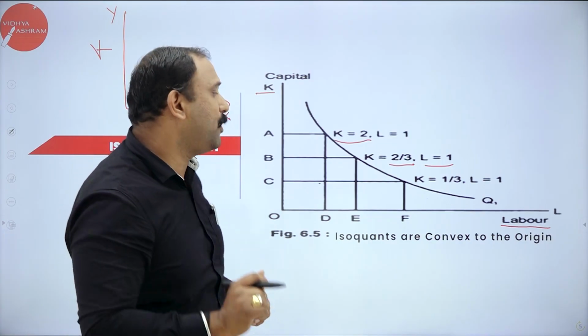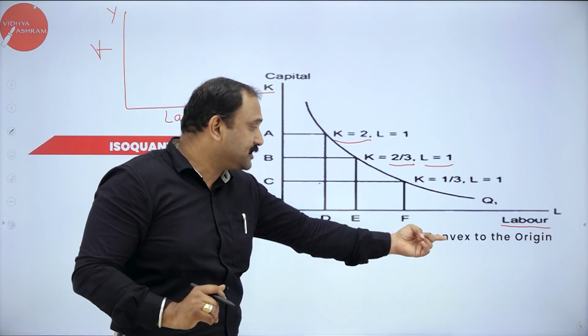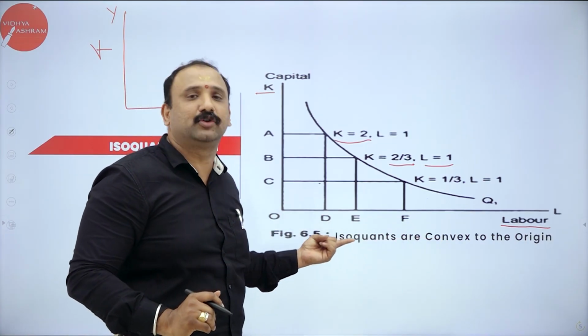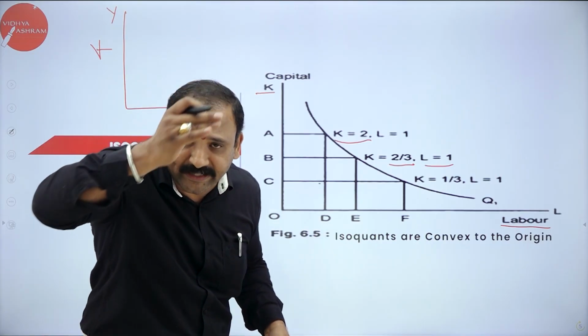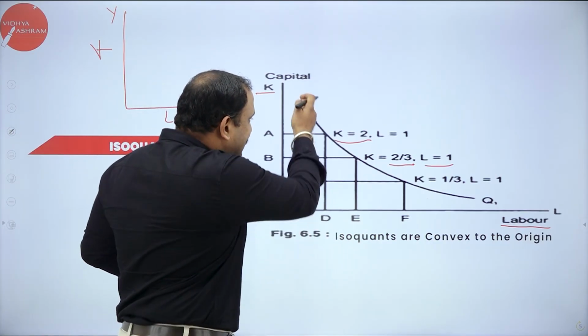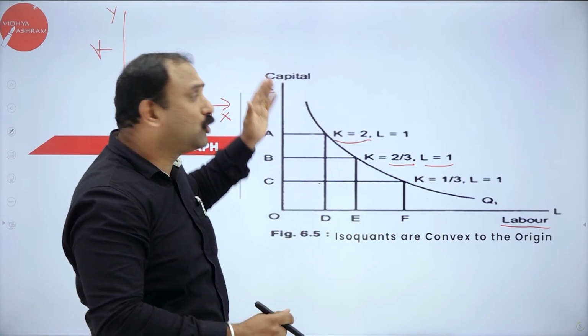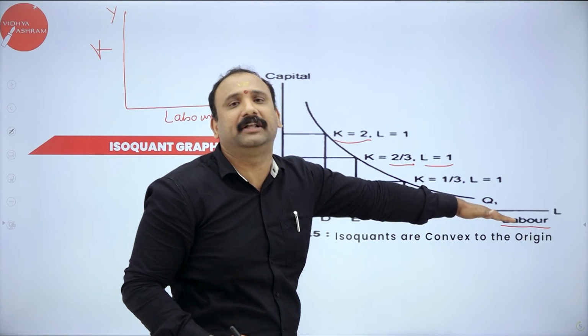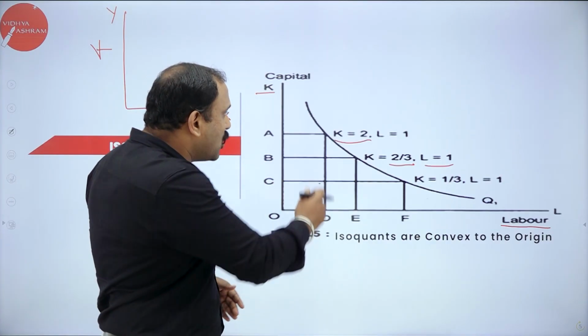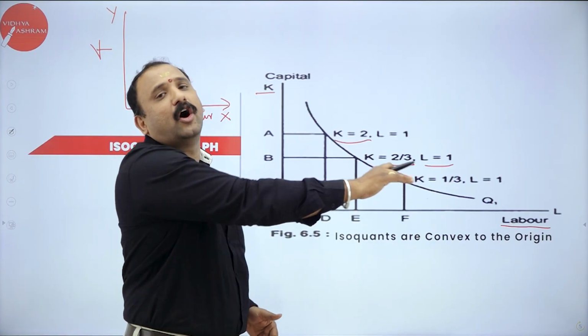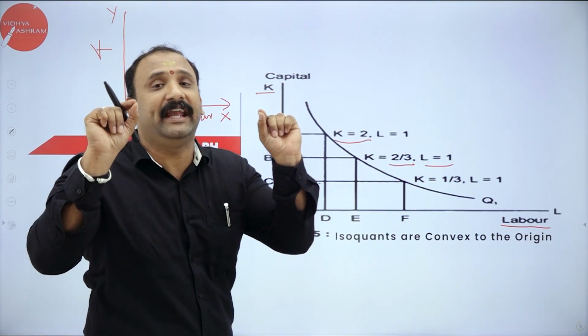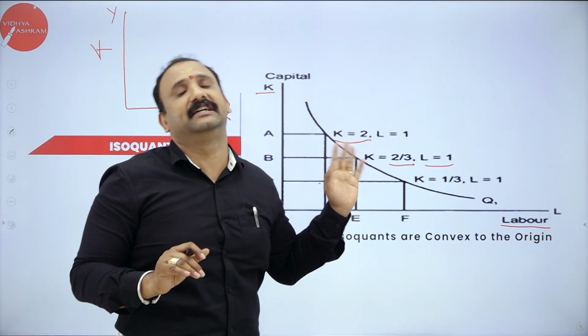The most important factor is that isoquants are convex to the origin. So whenever you are getting that output, you will see that the output line is descending from the top left hand corner to the bottom right hand corner. So it is always convex to the origin. That is what is very important for us in this graph.